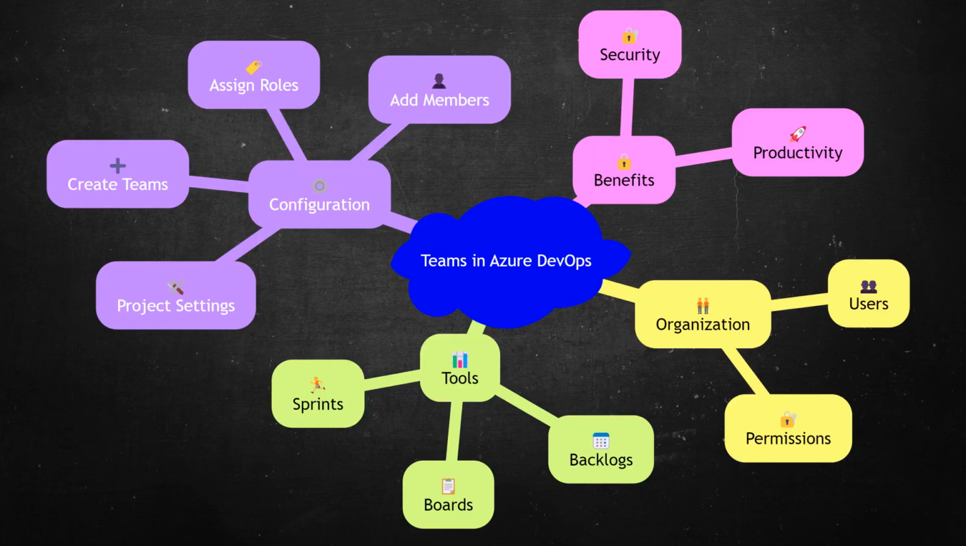Teams in Azure DevOps allow you to organize users and manage permissions effectively. Each team can have its own set of boards, backlogs, and sprints, enabling better focus and collaboration. To configure a team, go to the project settings and select Teams. Here, you can create new teams, add members, and assign roles. Properly configured teams ensure that the right people have access to the right resources, enhancing both security and productivity.